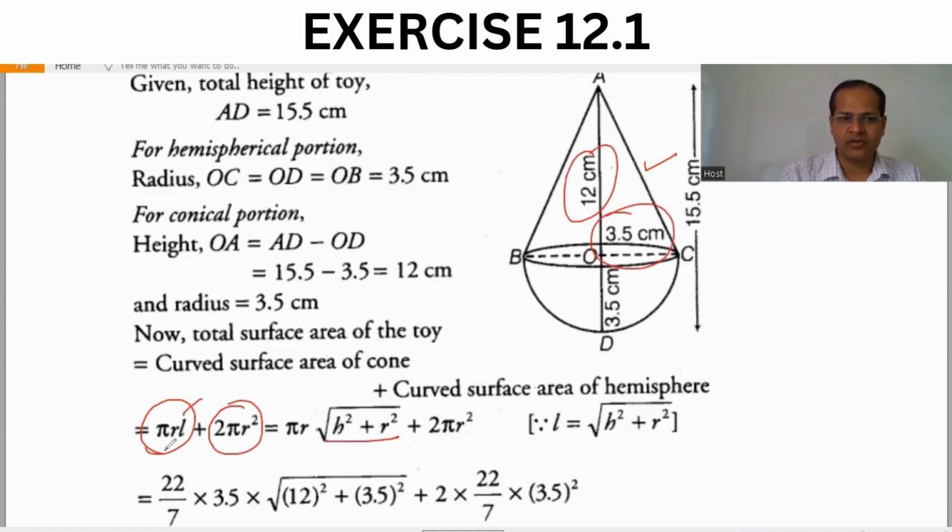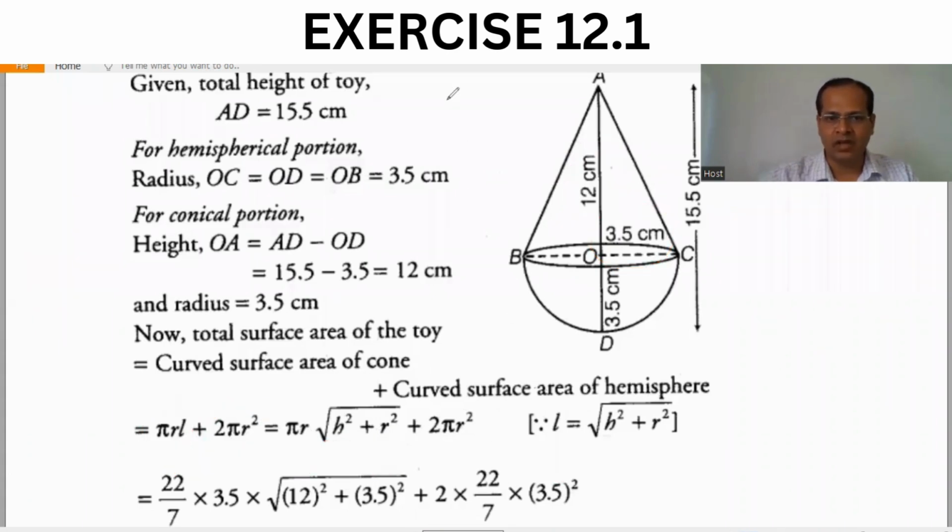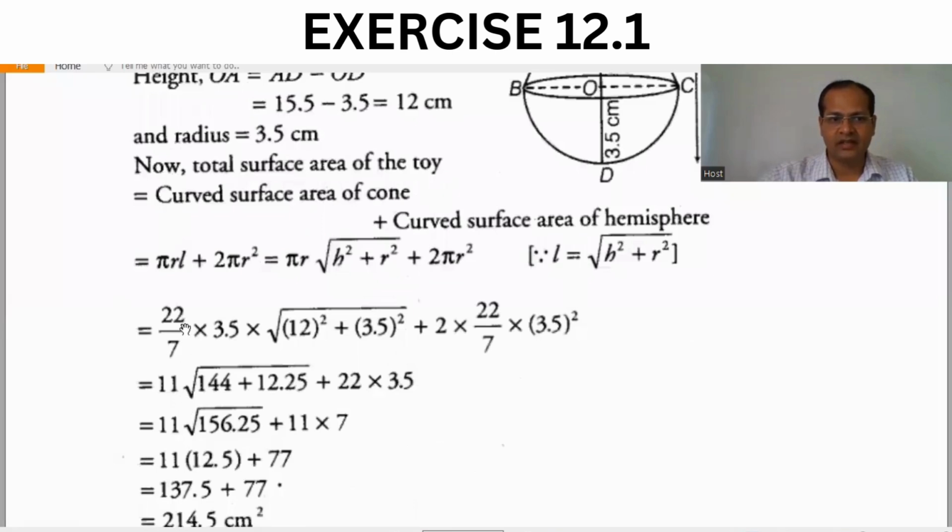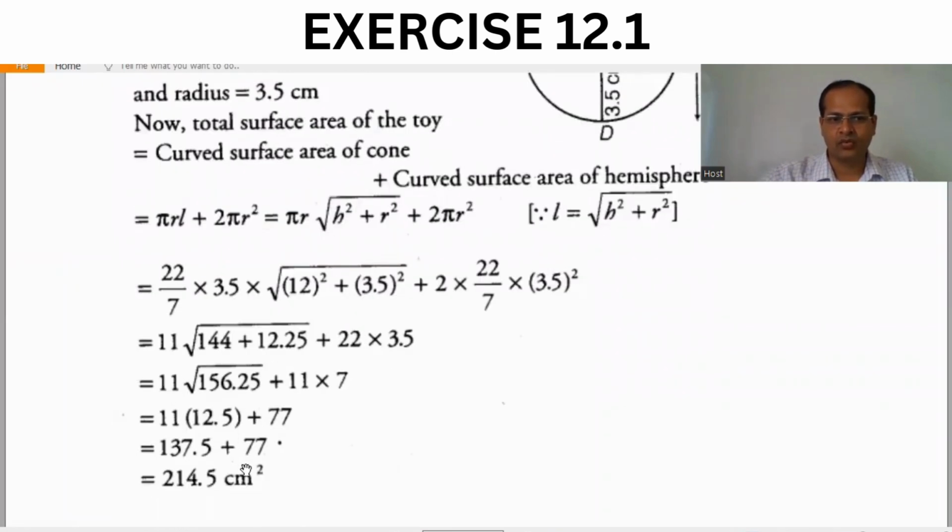So we just have to substitute the values: π is 22 by 7, r is 3.5, h square is 12 square, plus 3.5 square, and 2 into 22 by 7 into 3.5 whole square. We just have to take the common factors and solve, and we get the result. So this is 214.5. So easily you can solve this.